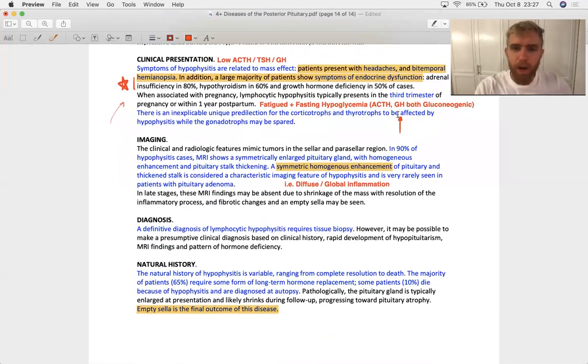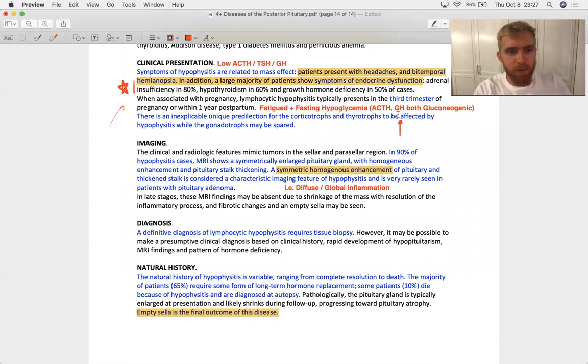Old Arbin weaves together his words masterfully here. There is an inexplicable, unique predilection for the corticotrophs and thyrotrophs to be affected by hypophysitis, while the gonadotrophs may be spared.